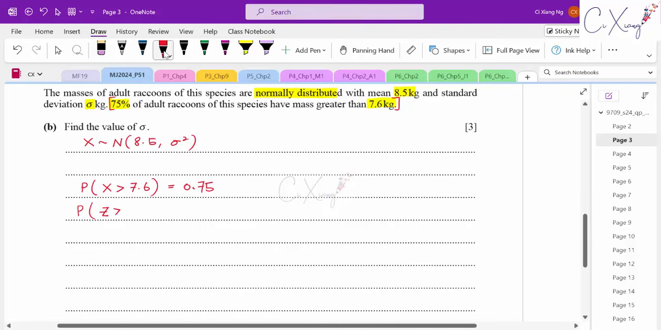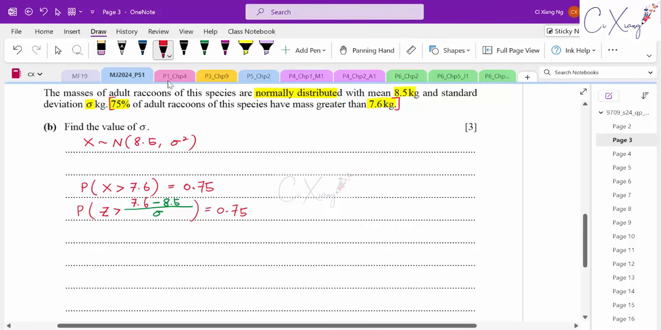Okay, then this is the X value. Therefore, I need to change it to Z before I can find any value from the table, right? So I standardize it first. 7.6, I have to minus the mean, so minus 8.5, divided by the standard deviation, so divided by sigma, that I don't know the value of yet. Then equals 0.75.